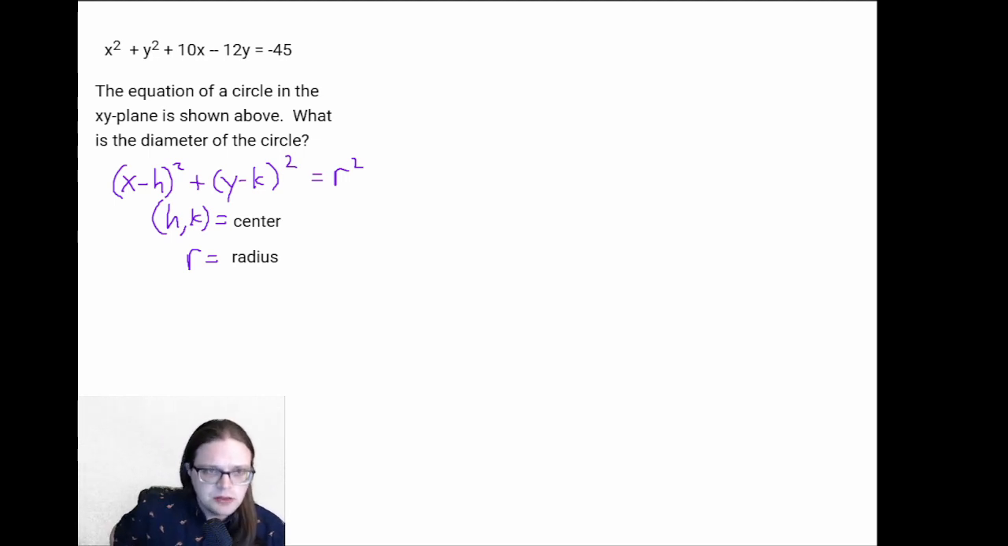Now, looking at the equation that they give us, we see that it is obviously not in the right format. We have x squared plus y squared. We have 10x minus 12y. We have a negative number for our output, which obviously can't be right because you can't have a negative distance. So we're going to have to do some stuff to this.